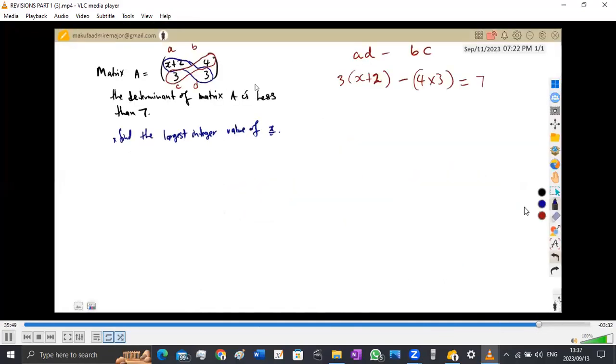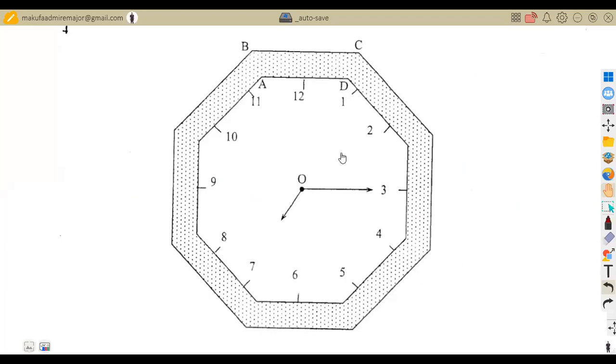So without wasting much of your time, let us quickly rush through the part that we want to focus on, which is mensuration of plane shapes in this case.